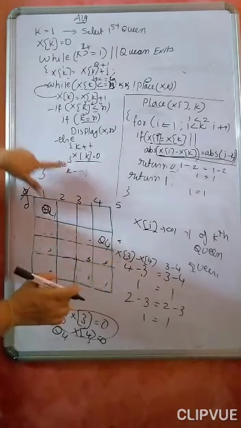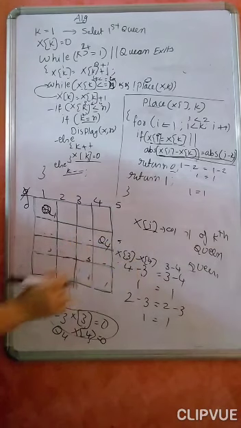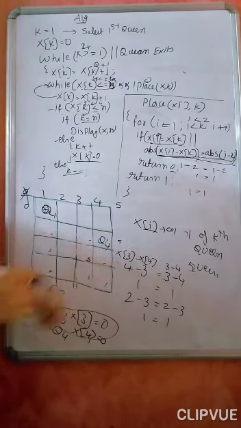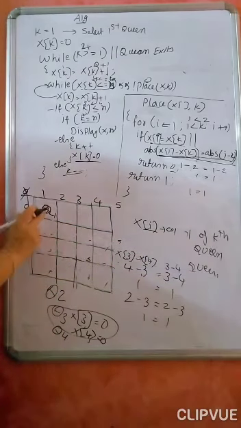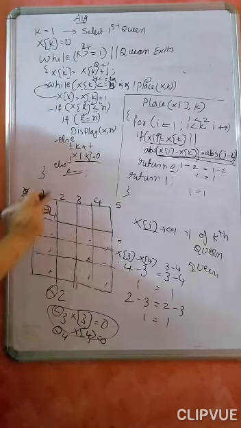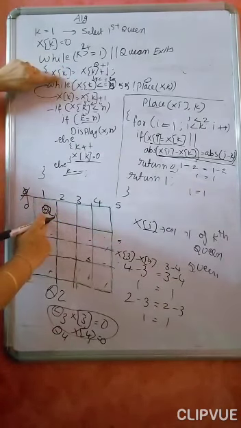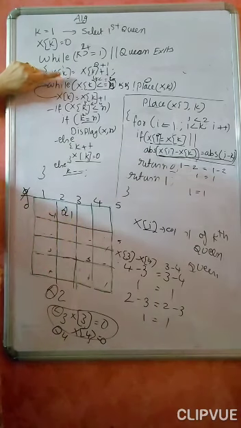So where will I come back? I will come back to this k minus minus, which means I will go back to the second queen. For the second queen, no other options are there. So again I will come back with k minus minus, to the first queen. Where was my first queen? In the first column. Now it is incremented to the next column. Now Q1 I will place here.